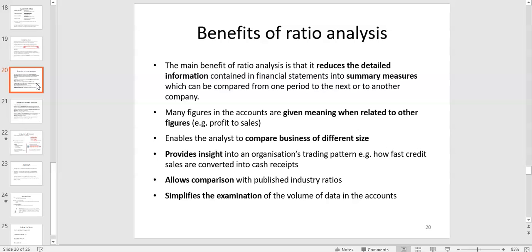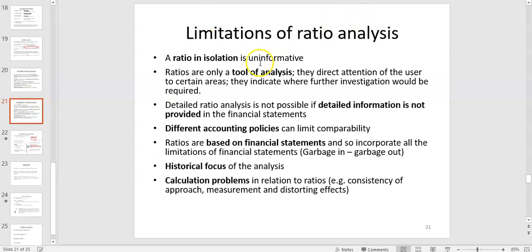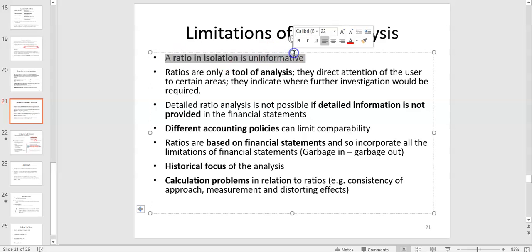Now that's not to say it's perfect. It is good at giving summary calculations, but it's important to be able to interpret them. And one big thing is your knowledge of the limitations. Because as we know from looking at Alexis, the in-class example, a ratio in isolation is not very informative. Is a 20% profit ratio good or bad? We don't know. What was it last year? What are our competitors at? What was the budget?